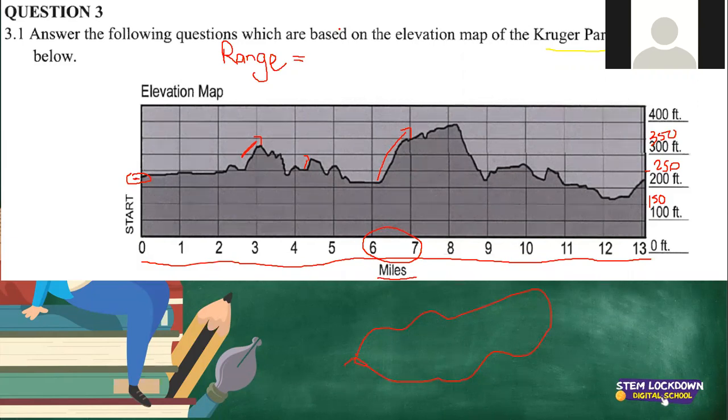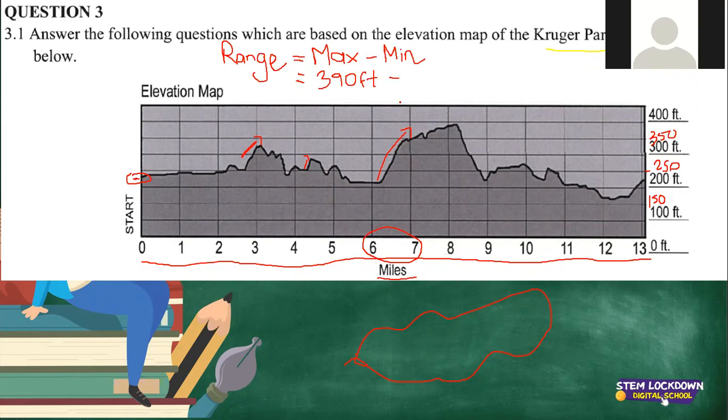Okay. While you're thinking about it, let me just give you a formula. Range will be the highest point, maximum height above sea level, minus the minimum height above sea level. Okay, what is the maximum height, right? Maximum height, approximately, it's obviously less than 400, right? So let's just say it's 390, approximately 390 feet.